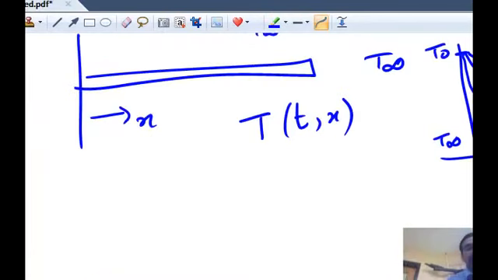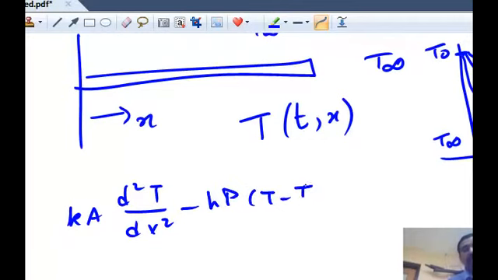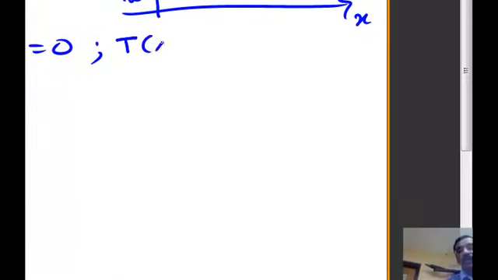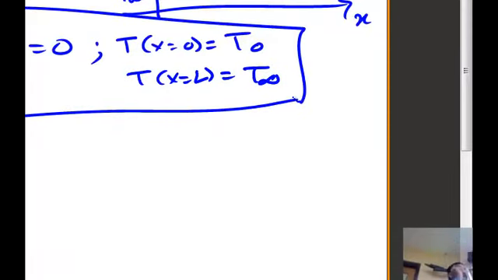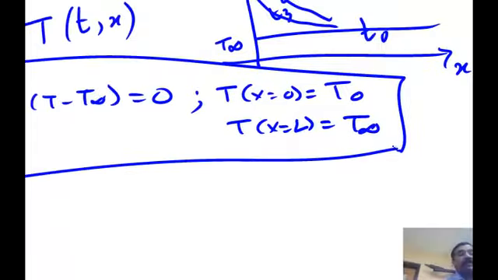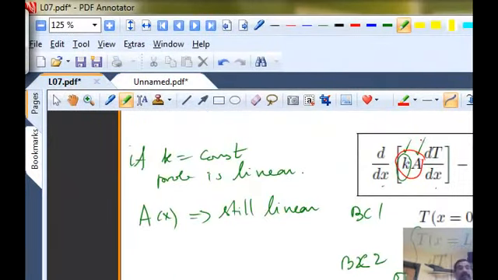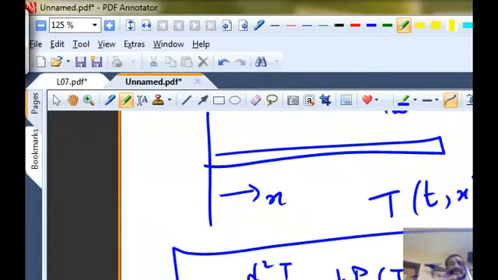So I'm going to write this as k times A times d squared T dx squared minus h times P times (T minus T infinity) is equal to 0, with the boundary condition that T at x equal to 0 is T0 and T at x equal to L is T infinity. This is my problem in terms of the dimensional variables. It is the same problem you have on the other page, except I have taken k and A out because I have assumed k is constant and A is constant. Now I'm going to introduce these two definitions, and show you how to use them to write this in dimensionless form.